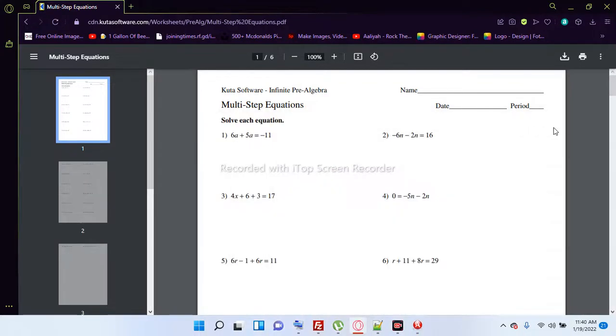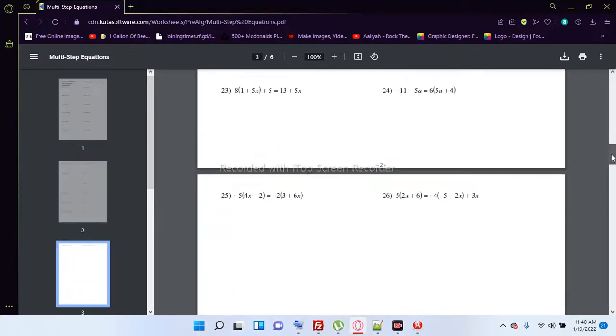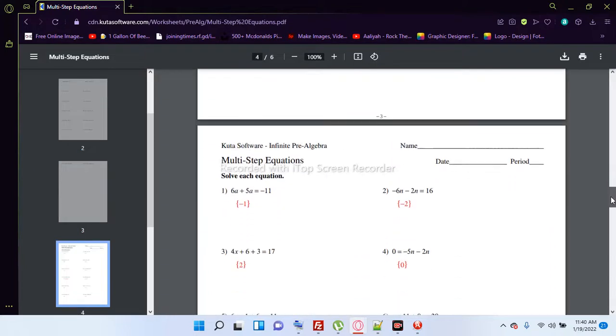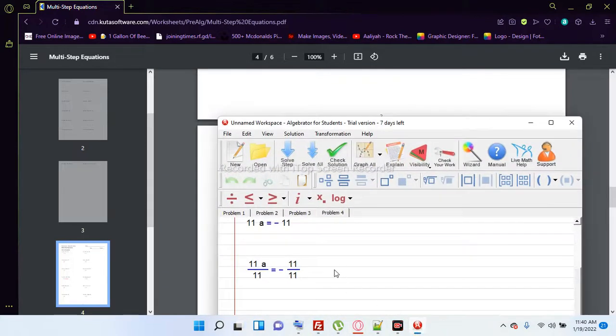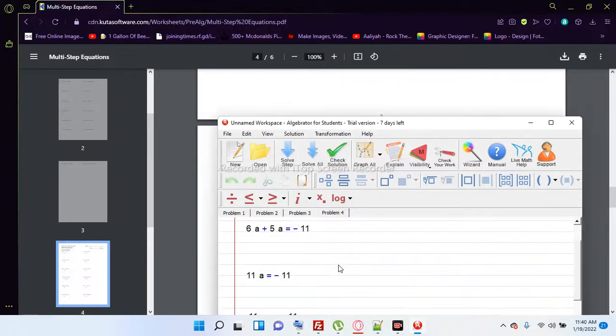Now, if you look at the answer in the page, it says a equals negative 1. Negative 11 over 11 is negative 1. Exactly. Negative 1. Okay, so that is the answer.